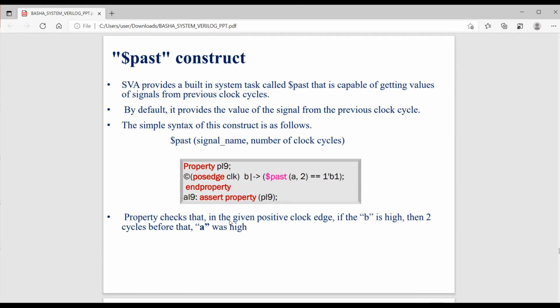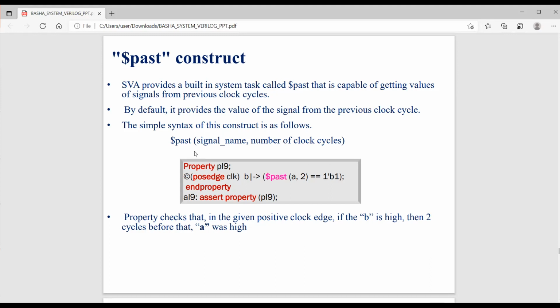And we have the $past construct also. So what is this $past like? $past means it will check for the previous clock cycle signals also. This can't be done by using immediate assertions, but by using concurrent assertions, with the $past construct, you can check conditions in the previous clock cycles also.